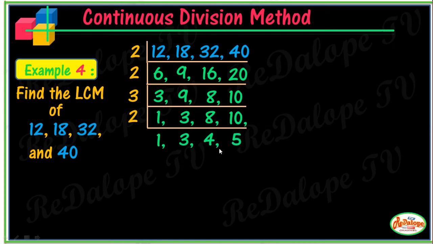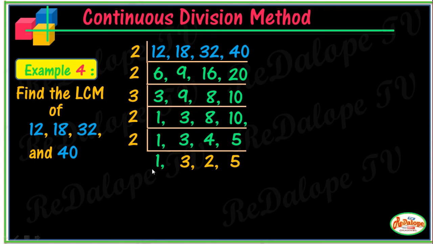Now 1, 3, 4, 5 are not co-prime. But we can say that 3 and 5 are prime numbers, but 4 is not. So we'll still continue the process by simply dividing 4 by 2. So 1 divided by 2 cannot be, so we bring the 1 down here. 3 divided by 2 cannot be, so we'll bring the 3 here. 4 divided by 2 is exactly 2. 5 divided by 2 cannot be, so bring it down here.